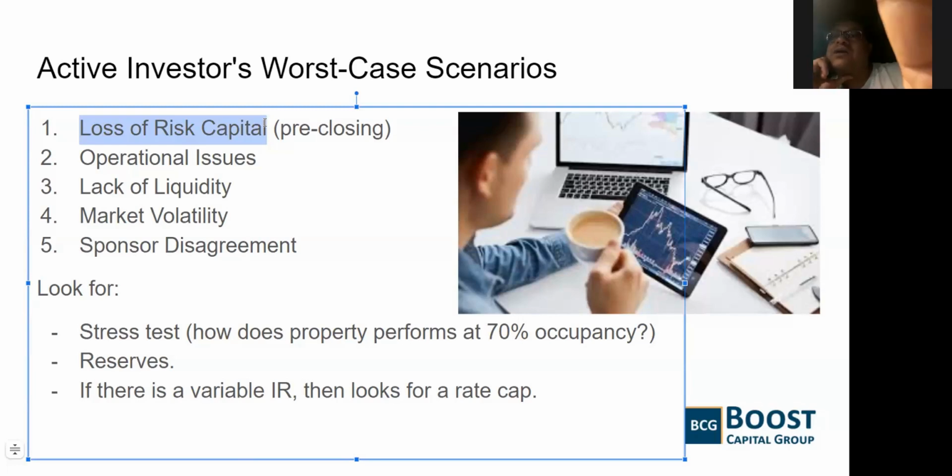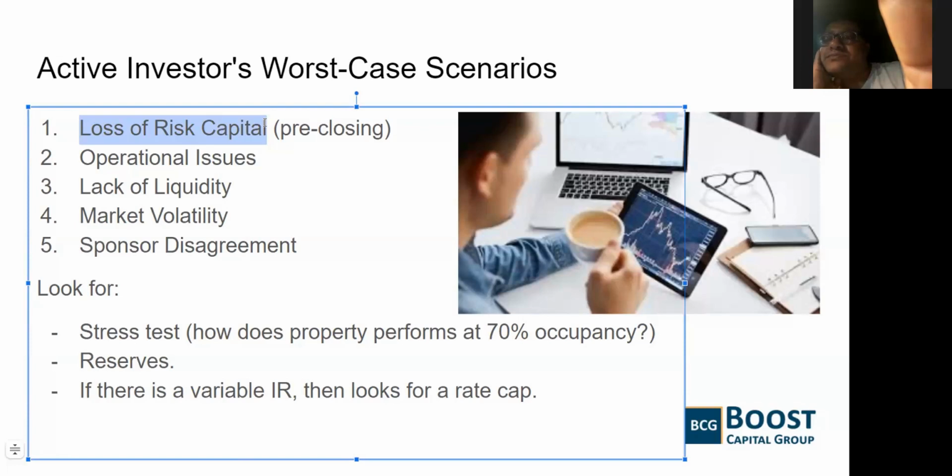It also dissolves if the property doesn't close, so in either case, it dissolves. But it dissolves at closing or disposition? No, closing, because after closing, the operating agreement of the LLC would take over. Oh, okay. So you do make a new LLC for each property? Of course, you have to.